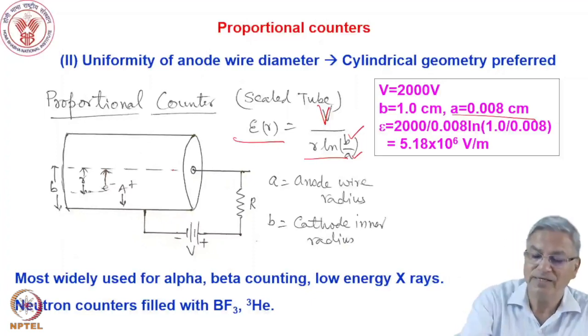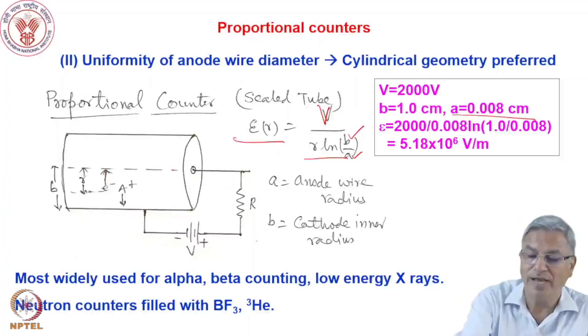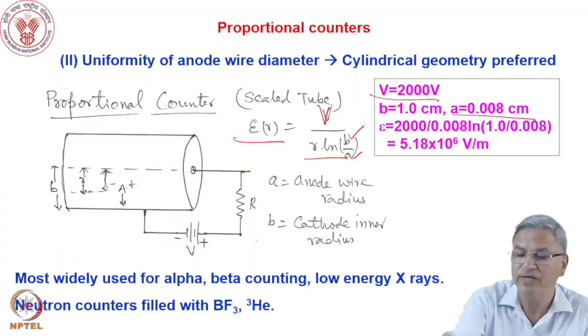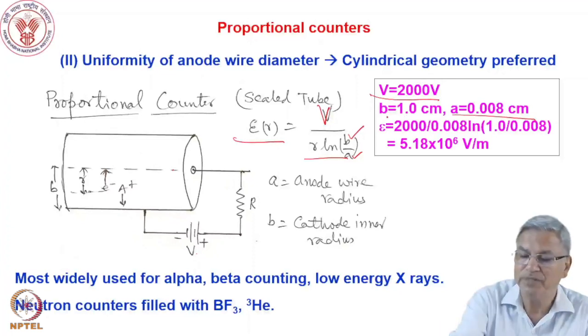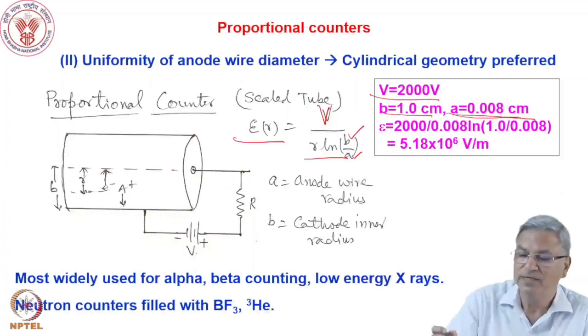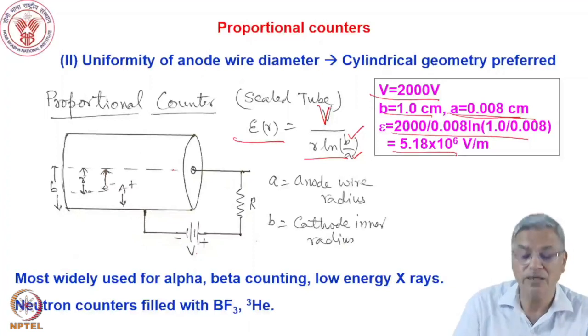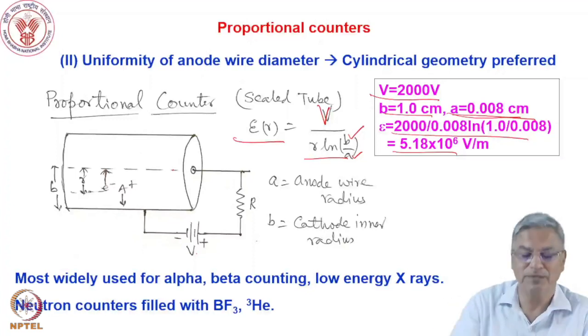And so you can see here that by applying a small voltage, you can have a very high electrical gradient. Just to give you a feel, if you apply 2000 volts as the potential at this battery, and b, the radius of the tube, is 1 centimeter, the anode diameter is 0.008 centimeter, then by this formula you have at the anode wire 5 million volts per meter as the electric field gradient, which is much, much higher than that in the ionization chamber. Because of that, you can achieve secondary multiplication, and then you can have a high pulse height.